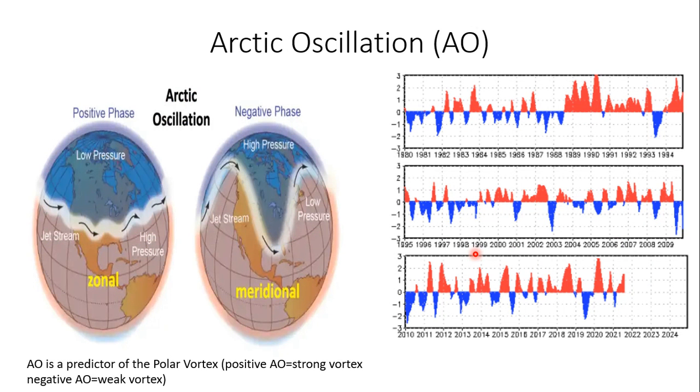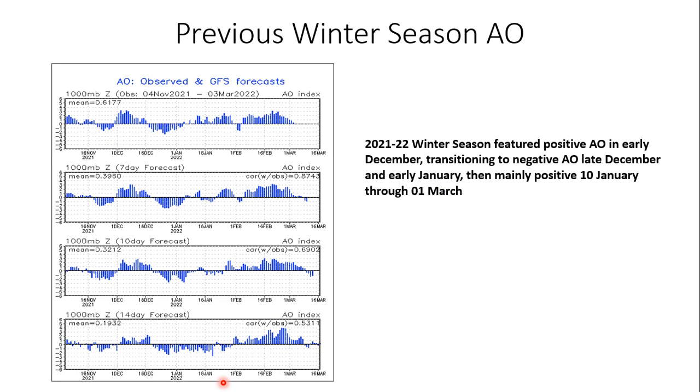And then the Arctic oscillation, the AO, showing you the difference between the positive phase here on the left and a negative phase AO on the right. The amplitude, orientation of the pressure systems, as well as the positioning of the jet stream really do make a difference between positive and negative phase AOs. And then the AO is a predictor of that polar vortex. Remember, strong polar vortex, positive AO, weaker vortex, negative AO. There's last winter's AO, primarily a positive, believe it or not, negative in mid to late December.